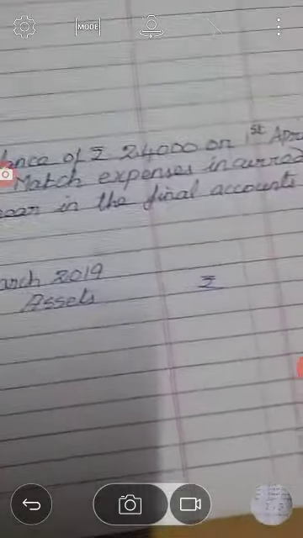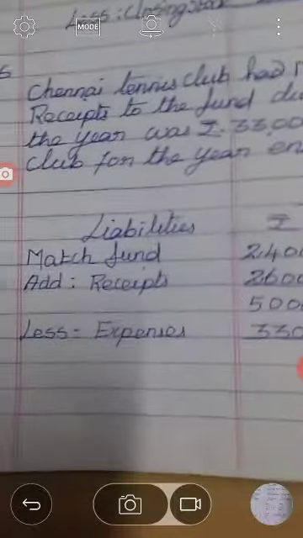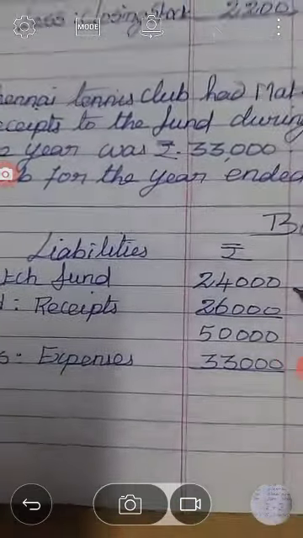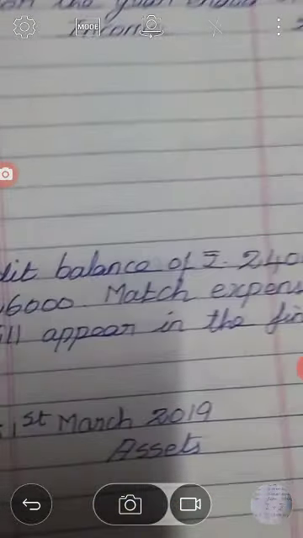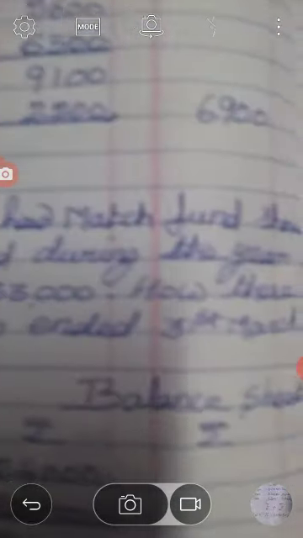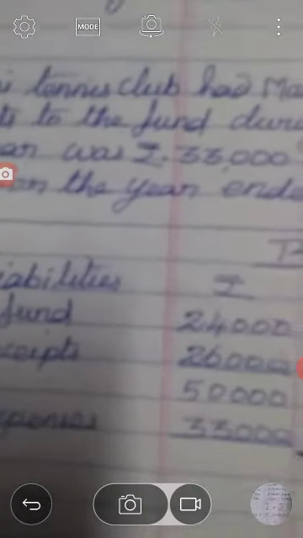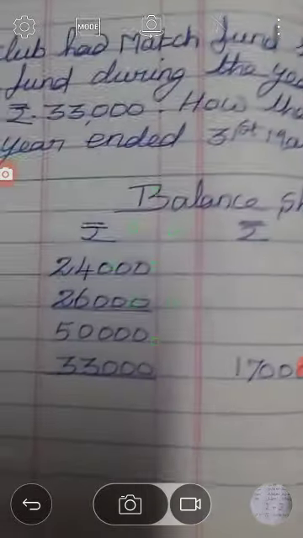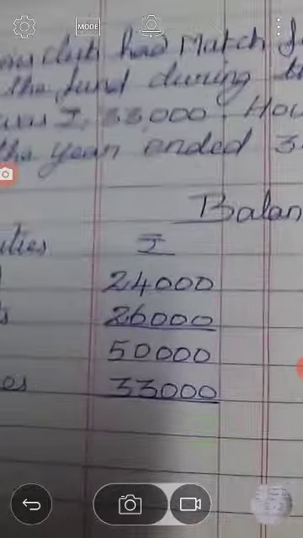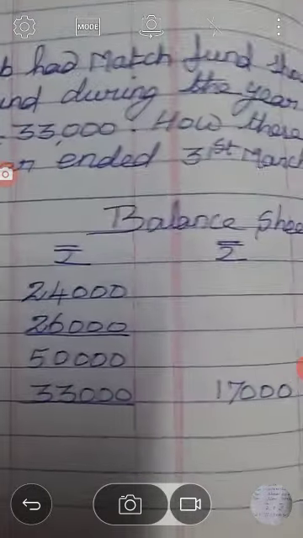So balance sheet as on 31st March 2018, assets rupees, then liabilities rupees. So match fund. The match fund given in the sum is 24,000. Add the receipts during the year, 26,000. So 26,000, total 50,000. The match expenses incurred during the year are 33,000. You have to subtract it. So in the outer column 17,000. 24,000 plus 26,000 is 50,000, minus 33,000, so total in the outer column 17,000.